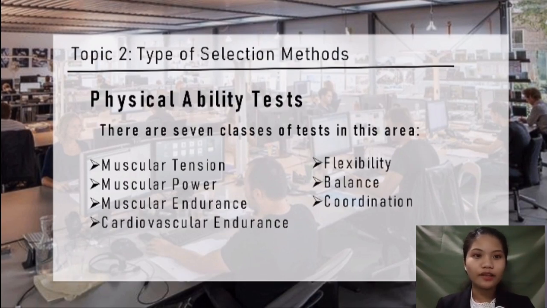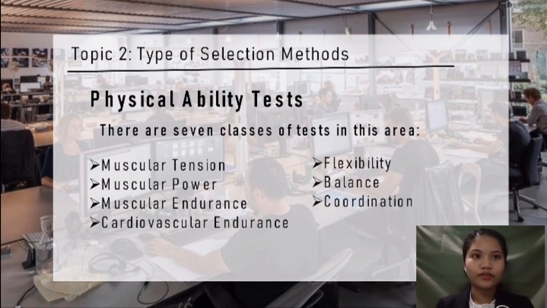Next is physical ability test. Physical ability test is the standard assessment for measuring an individual's ability to handle the physical demands. For example, jobs that need a physical ability test are police, military, or firefighters.